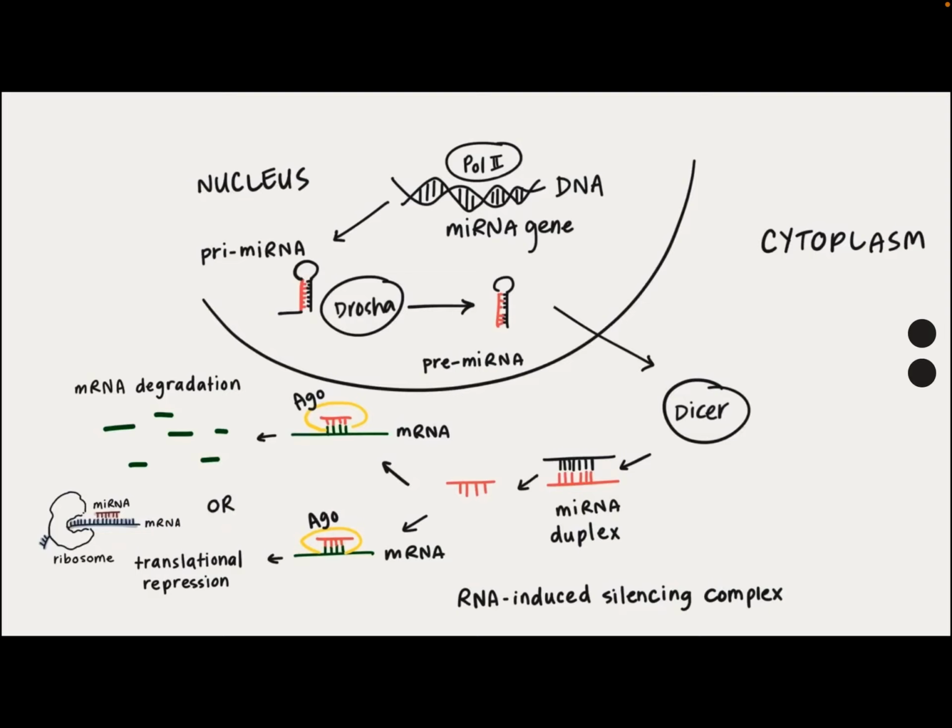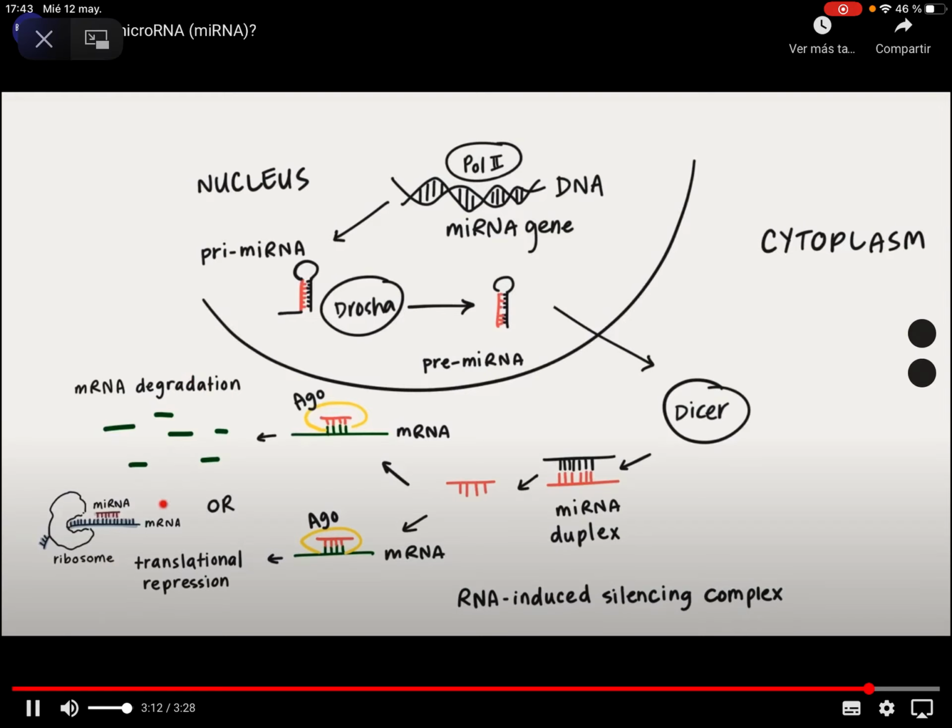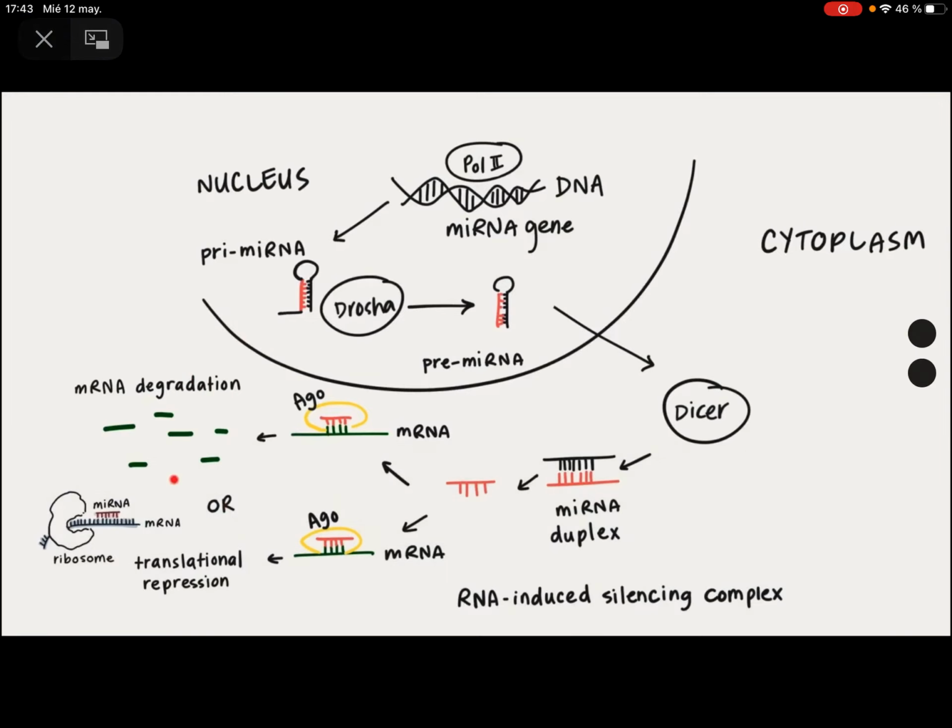Not to mention that the Argonaute protein can straight up cut the messenger RNA in two places, destroying it. So a microRNA can therefore repress translation or degrade messenger RNA entirely to stop it from making proteins. In the video on microRNA biogenesis, we'll discuss in much more detail how microRNA is made and this whole process.